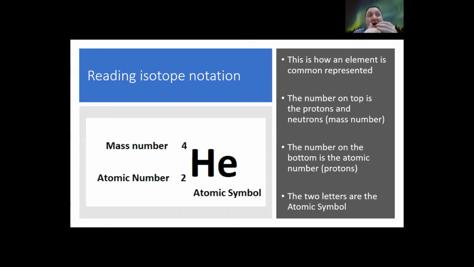Now you'll notice a lot of the things we've already talked about. First of all, this is the atomic symbol. When you're reading isotope notation, the letters are always the element, and you can check the periodic table to see what element it is. Next, we have two numbers. Now usually you'll see the bottom number is smaller than the top number, though sometimes they can be flipped. What's important is to understand the smaller number is the atomic number. The mass number is the bigger number.